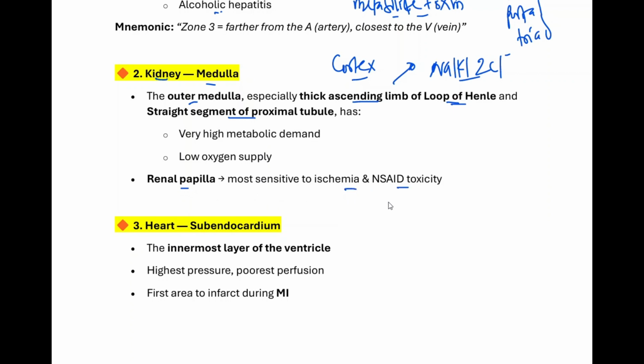So if somebody is taking NSAIDs, for example ibuprofen, that could also affect those areas.